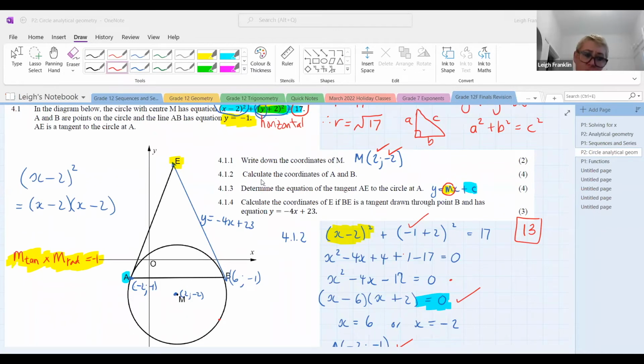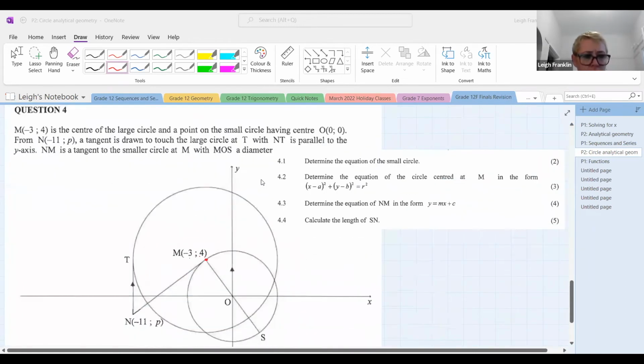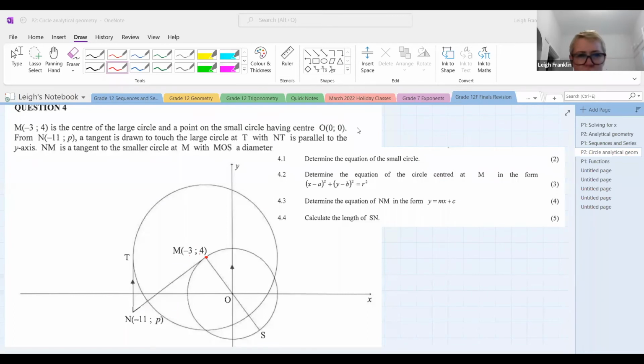So if they ask you for the coordinates at any point, it's always going to be a simultaneous solution. It just depends on a simultaneous solution between what. So it could be a point on the circle, so it could be a simultaneous solution between the radius and the circle, or it could be a simultaneous solution between a radius and a tangent, or a tangent and a circle. Any one of those three you could use to do a simultaneous solution to find coordinates. I hope that answers your question, Itumeleng.